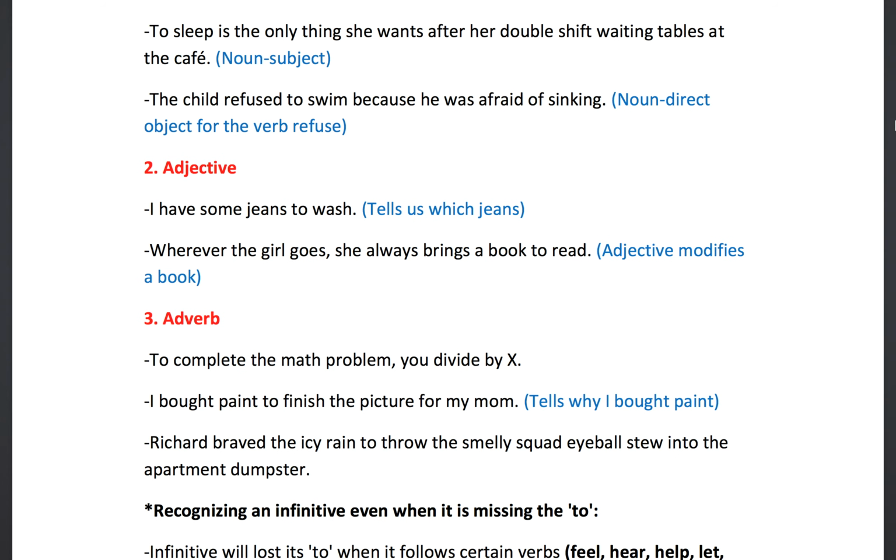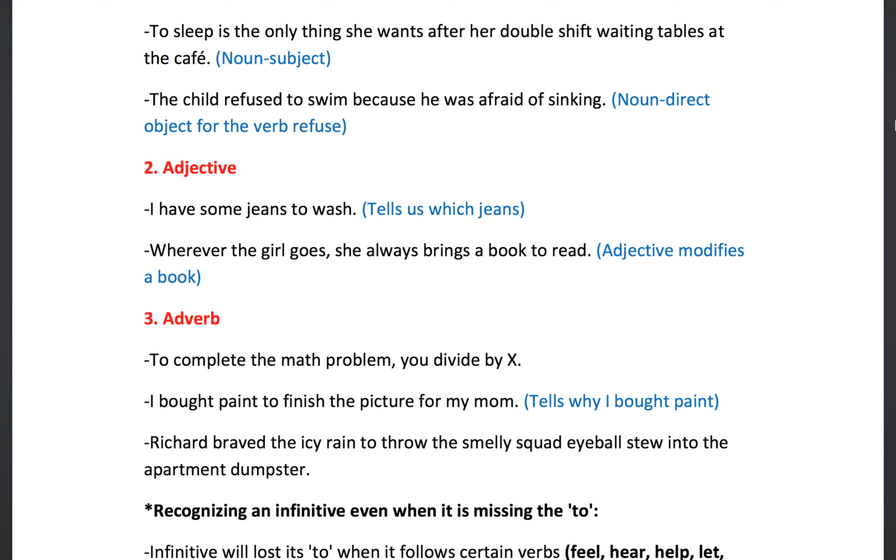And the second usage is an adjective in a sentence. For example, I have some jeans to wash. You know what an adjective is. It's describing something, a noun or another adjective in the sentence. So we can have an infinitive as an adjective describing a noun in that sentence.